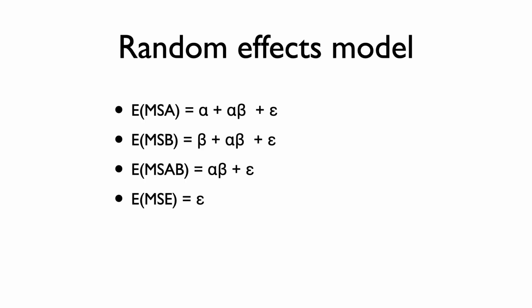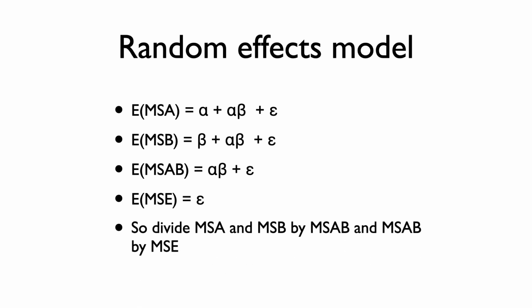That was pretty cool. Expected value of mean squared error is just epsilon. Okay, we can probably work this out happily. So you can see now, I hope, and I'll work it through with you. We're going to take mean squared A and divide by the interaction. Weird? Because there's alpha, beta, and epsilon over alpha beta and epsilon. We want to isolate one source. Oh, alpha, that's what we want. So we're literally going to divide mean squared A and mean squared B by the interaction mean square. The interaction will divide by error. You can see that here.